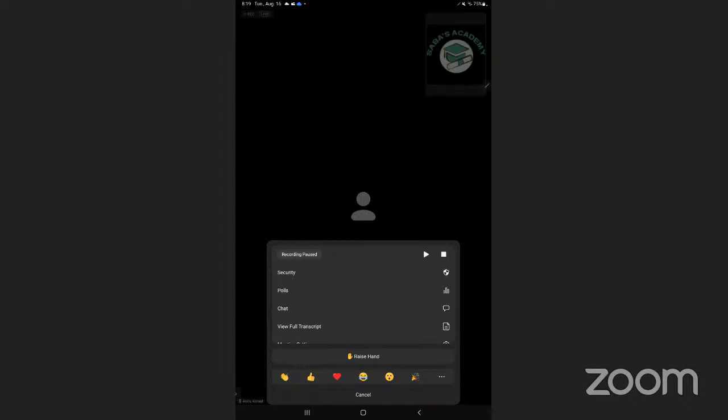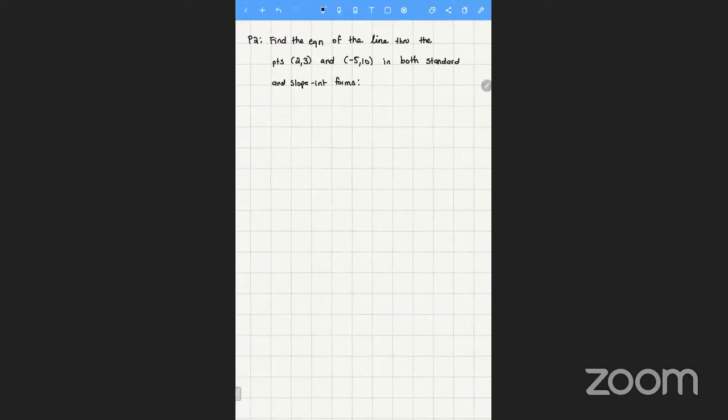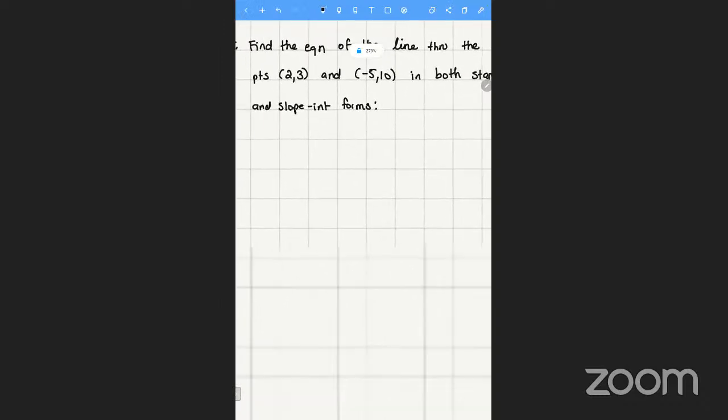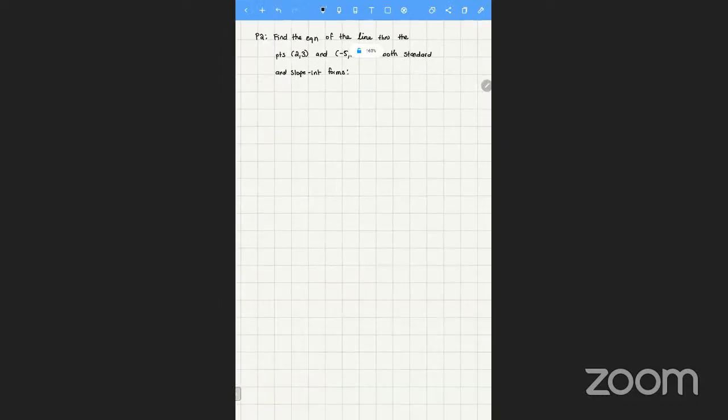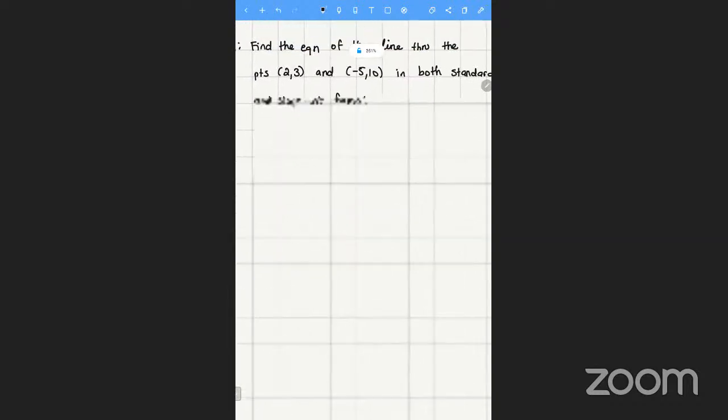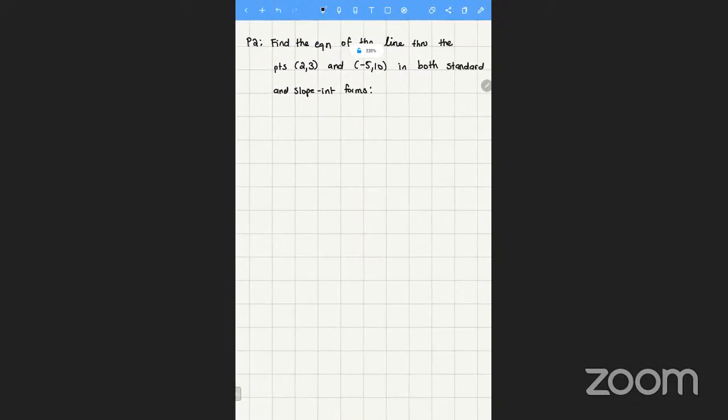Okay, I'm going to pause my recording now. Okay, guys. I just came back from our break, and here's a problem I want Aisha to solve. Find the equation of a line through the points (2, 3) and (5, 10) in both standard and slope-intercept form. Okay, so I think the first thing you should do.